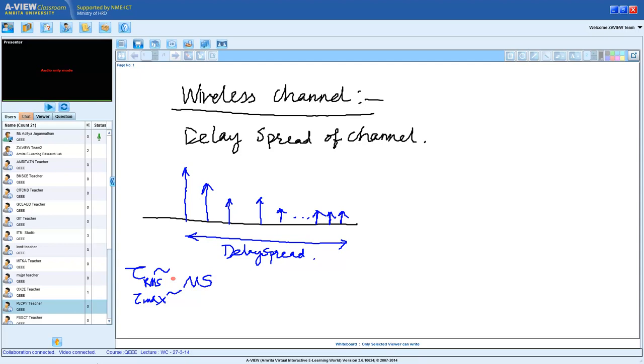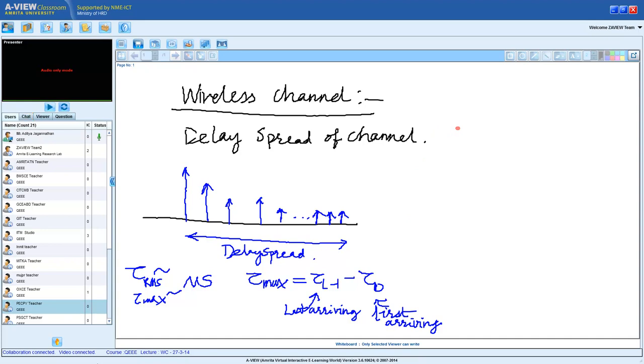Then we also saw different metrics defined to characterize this delay spread. One, of course, is the maximum delay spread, that is the last arriving multipath component. So we have tau max equals tau L minus 1 minus tau 0. This is the maximum delay spread, right? This is because tau L minus 1 is the last arriving component, and tau naught is the first arriving component. The interval between tau L minus 1 and tau naught is the multipath delay spread, right?